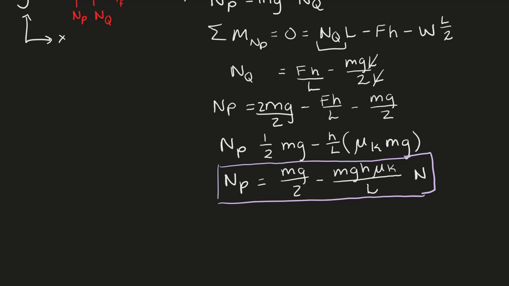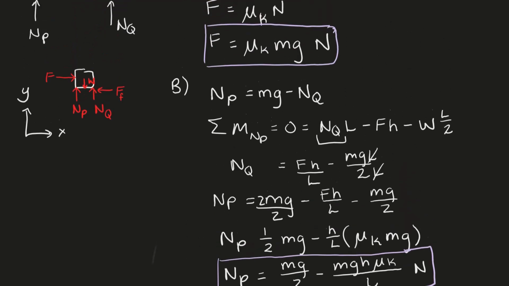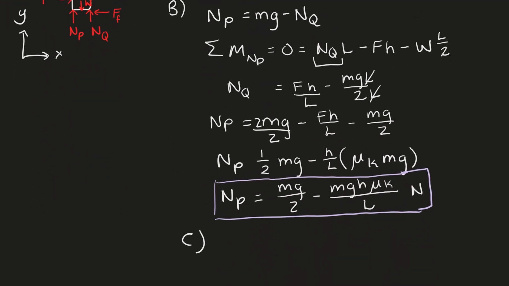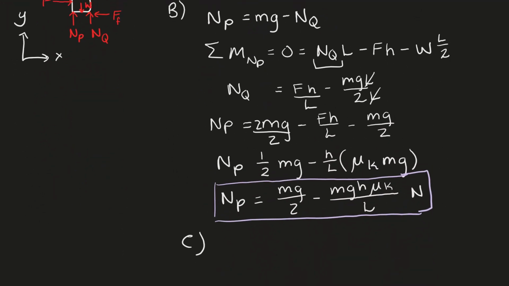Then part C of the question says find NQ, the magnitude of the normal force as shown in the figure. The legs are separated by a distance of L. So it's the same as before, except we're looking for the other leg. All right, well that shouldn't be too difficult, I don't think. So let's write that first line there on B, right? NP equals mg minus NQ.